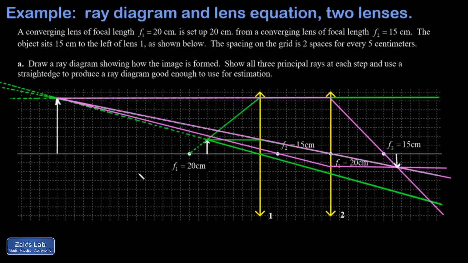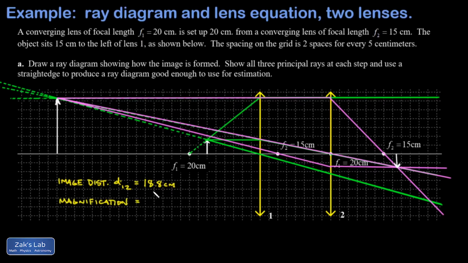Now, a ray diagram isn't going to give you exactly the correct quantitative results, but it should allow you to estimate fairly accurately. So the image distance relative to the second lens, I can just count spaces on my grid and estimate that. And that's 7.5 spaces. Again, we're using a grid where every 2 spaces is 5 centimeters. In other words, every space is 2.5 centimeters. So I get an approximate image distance of 18.8 centimeters right of the second lens.